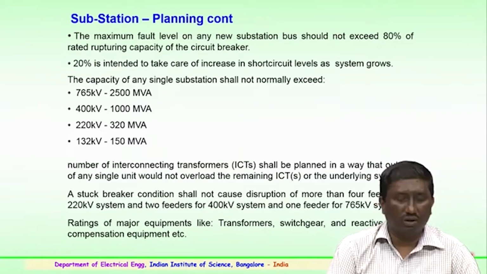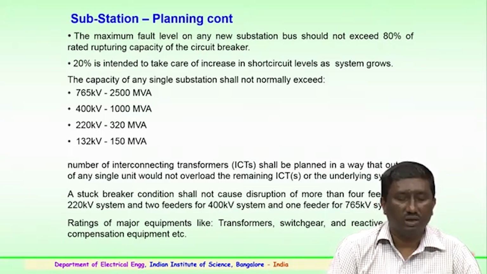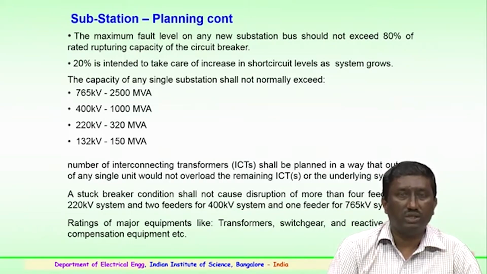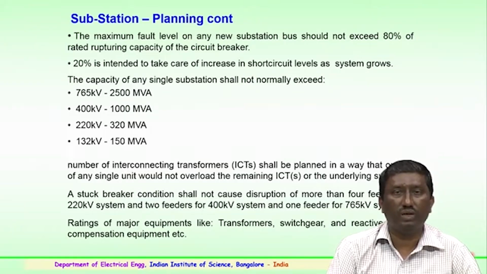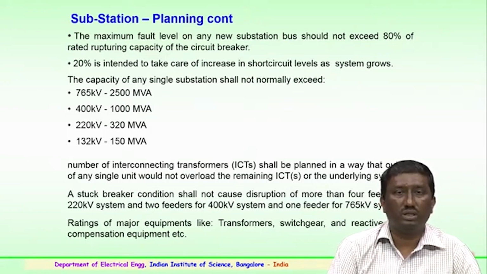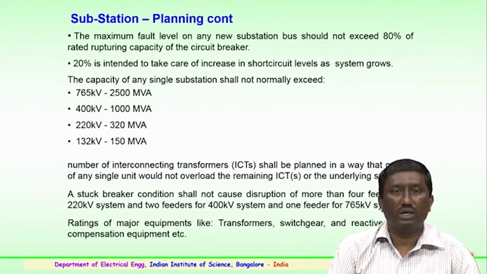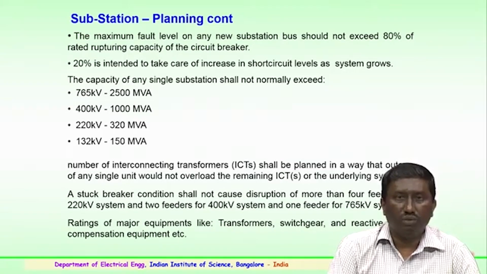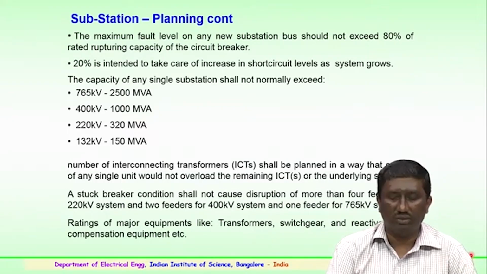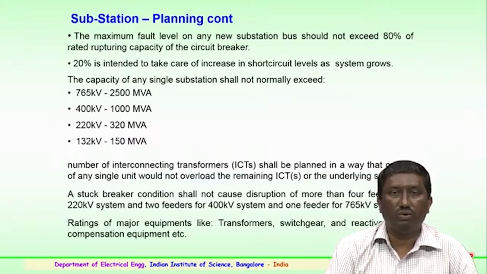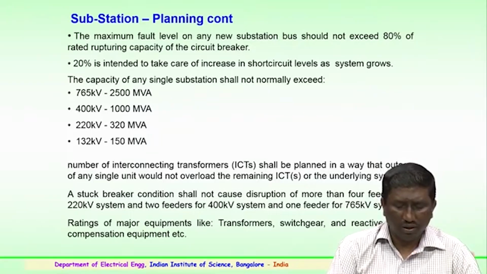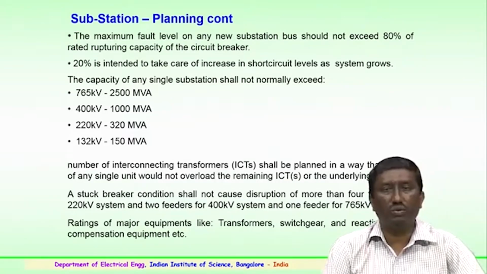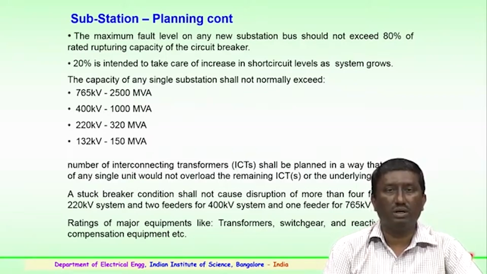The capacity of any single substation should not exceed, this point also has been stressed, 2500 MVA for 765 kV. For 400 kV it is 1000, for 220 kV it is 320 and for 132 kV it is 150 MVA. The number of interconnecting transformers should be planned in such a way that outage of any single unit would not overload the remaining interconnecting transformers or the underlying system. The ratings of the equipment have to be carefully chosen and planned, particularly for transformers, switchgear, and equipment used for reactive power compensation, and so on.